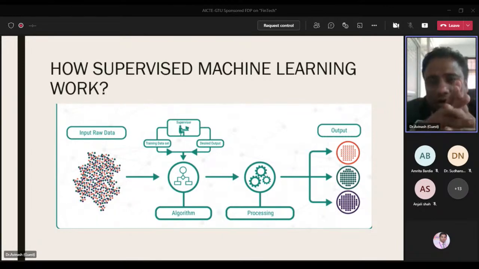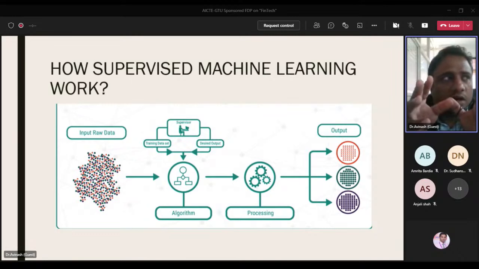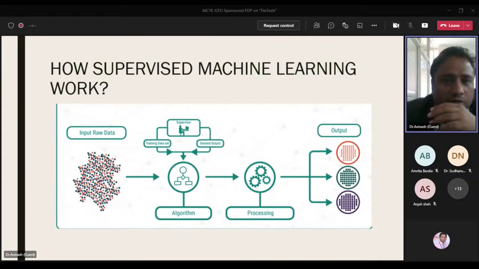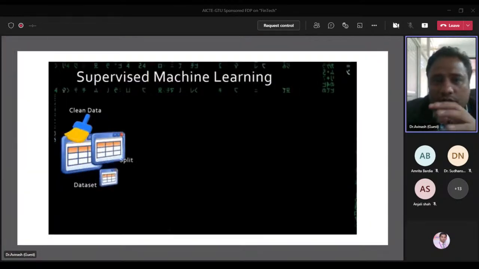So this is a traditional model, where we get the input raw data and convert that raw data into the training data set. Out of that we apply some algorithm, then we process and get the output. In the context of supervised machine learning, we have classified our data.